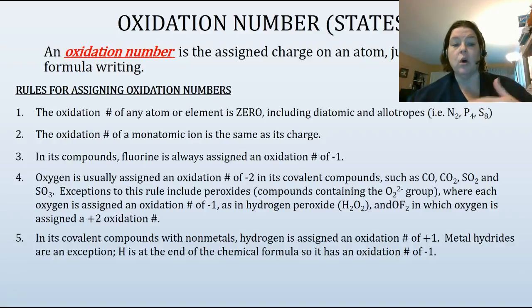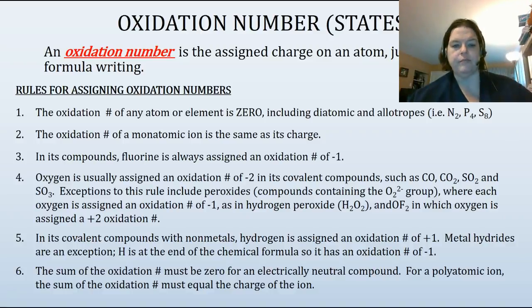Metal hydrides means it's only hydrogen. There's nothing else with it. Okay, the sum of the oxidation numbers must be 0 for any neutral compound. For polyatomic ions, the sum of the oxidation numbers must equal the charge of the ion. So this makes it pretty easy to determine these oxidation numbers, because we have to remember compounds have a neutral charge. There is no charge unless we're given a charge. It's neutral. Polyatomic ions, we use the polyatomic ion charge that we've been given to determine that.